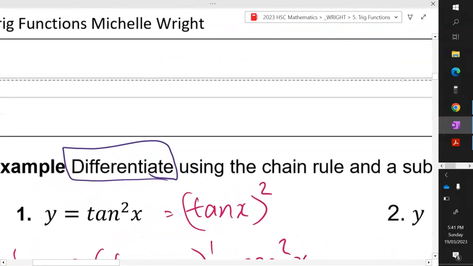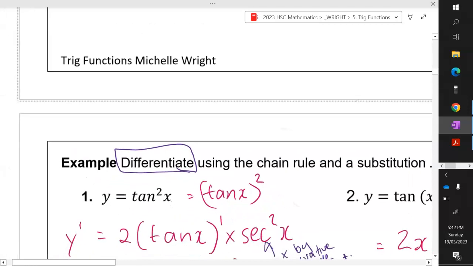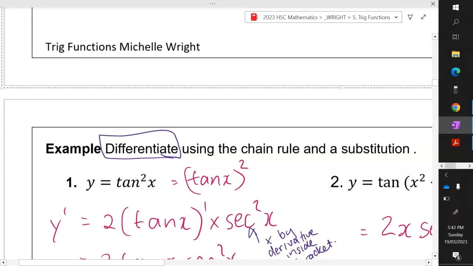Let's differentiate these ones. So you really need to just think about what's happening in the next page. So turn over your next page and find y equals tan squared x. Remembering what I said a few minutes ago, that tan squared x is tan x all squared. Okay, so I'm going to think back to how we did this before. I'm not going to use substitution when I differentiate this.